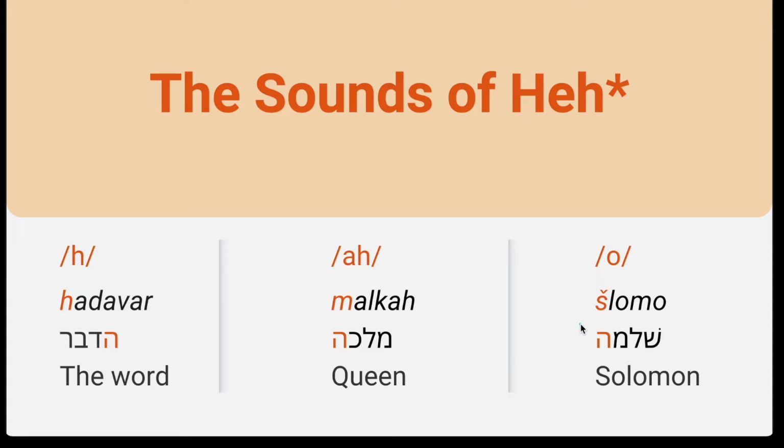Occasionally in the Hebrew Bible, a He will be used to mark an O vowel, as in the name for Solomon, Shlomo.